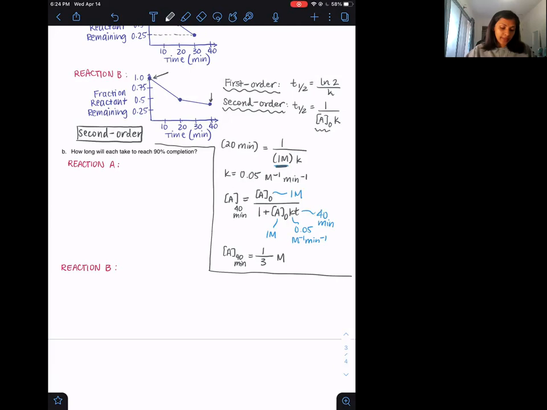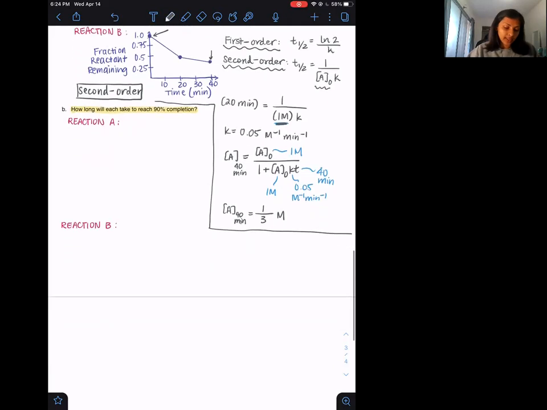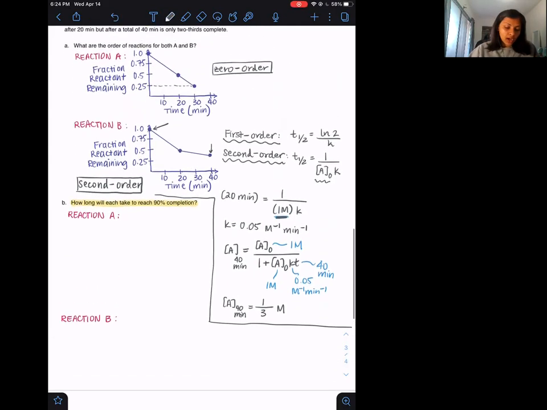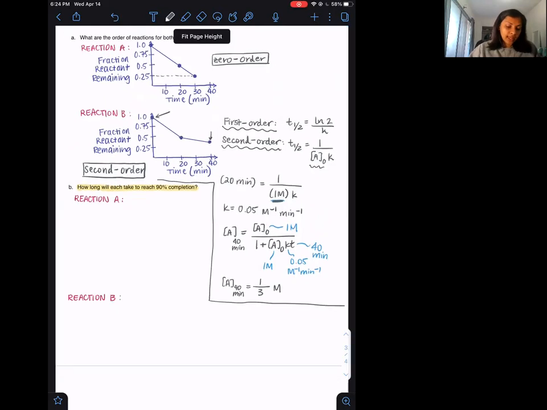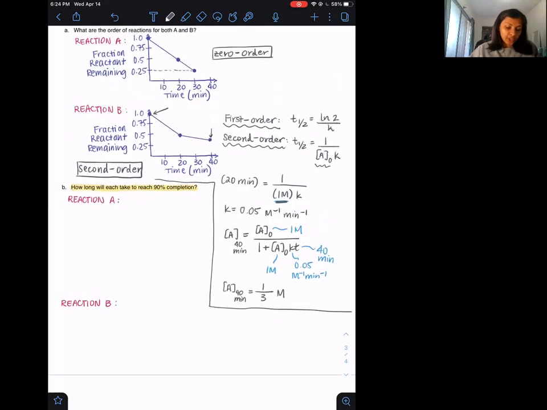Now, part B asks, how long will each reaction take to reach 90% completion? So 90% completion means that 90% of the reactants have been converted into products. And so 10% of the initial reactant is still remaining. So for reaction A, we know that it's a zero order reaction. So we can plug in one of the data points again that we're given into the zero order rate equation.